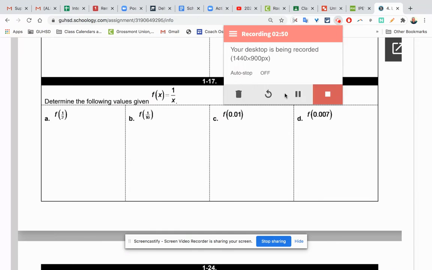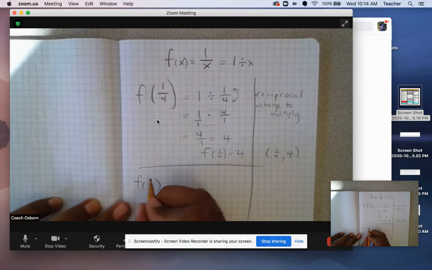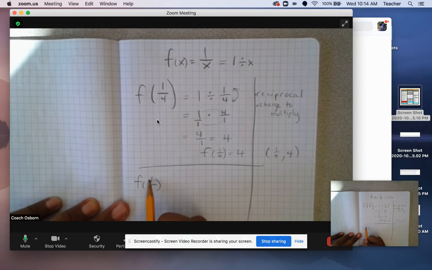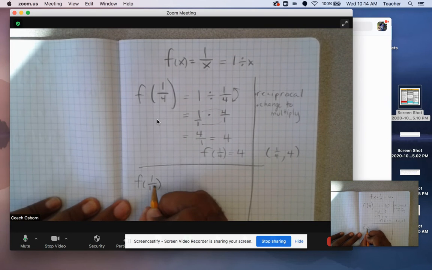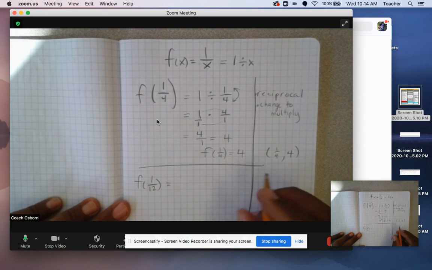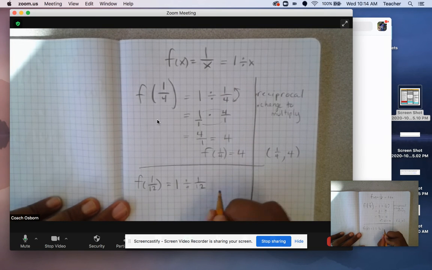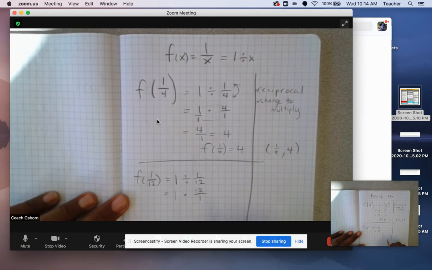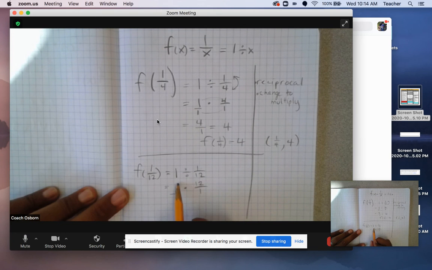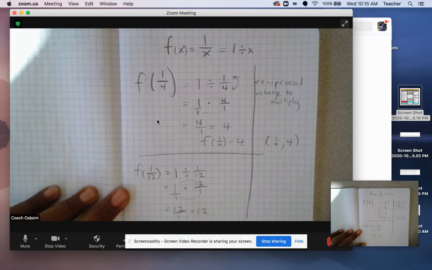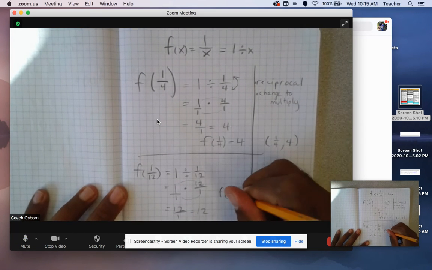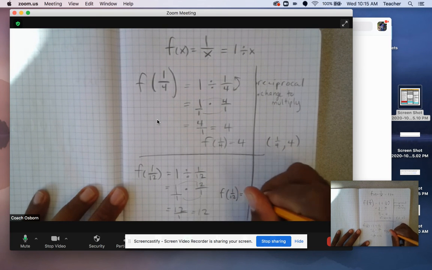Okay, so now let's do another example. Let's take a look at what was in the homework, 1 over 10. Let's just pick another denominator. Let's do 12, right? And you might notice a pattern here after I do this. So now 1 divided by 1 over 12. Again, first step, I'm going to flip this, so now it's 12 over 1, and I change it to multiply. Put this over 1, multiply across. 1 times 12, 12. 1 times 1, 1, which is equal to 12. So my output is 12. I'll write that as f of 1 over 12 equals 12.